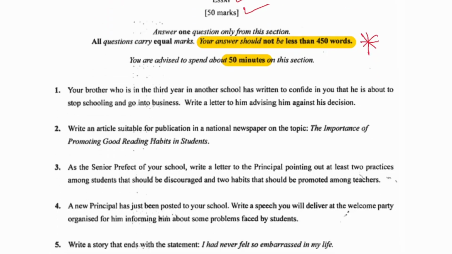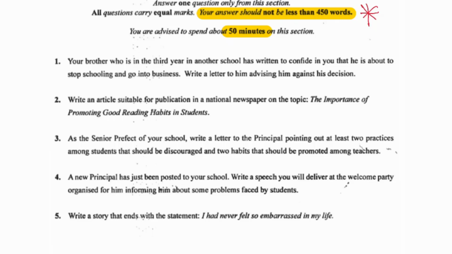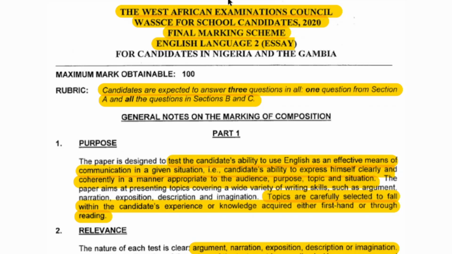and C. Okay, so I want you to have a look at the general guideline, what is generally expected of you on the official marking scheme, and this is as shown. Again, you can see the rubric that you are expected to answer 3 questions in all, 1 question from section A, and all the questions in sections B and C. I cannot overemphasize this. Just ensure that you don't answer more than 1 question from section A, okay?